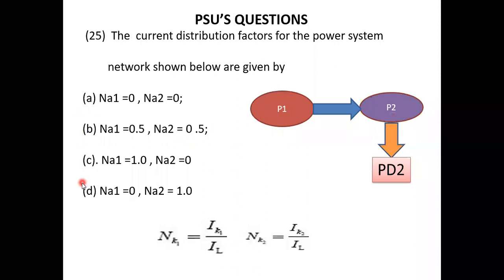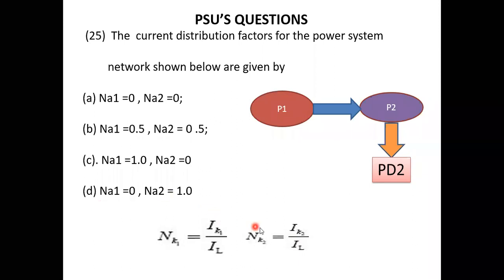So what is the formula for current distribution factors? NK1 is the current distribution factor for power plant 1. Similarly, NK2 is the current distribution factor for power plant 2, and it is given by IK1 by IL, where IL is nothing but the load current. But what is the meaning of IK1 in power plant 1? Similarly, what is the meaning of IK2 in power plant 2? Once you know the meaning of IK1 and IK2, then easily we can pick up the right answer.